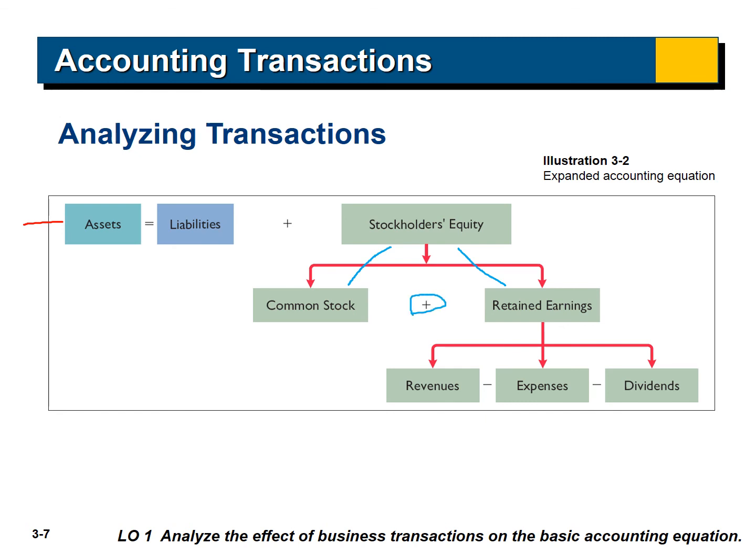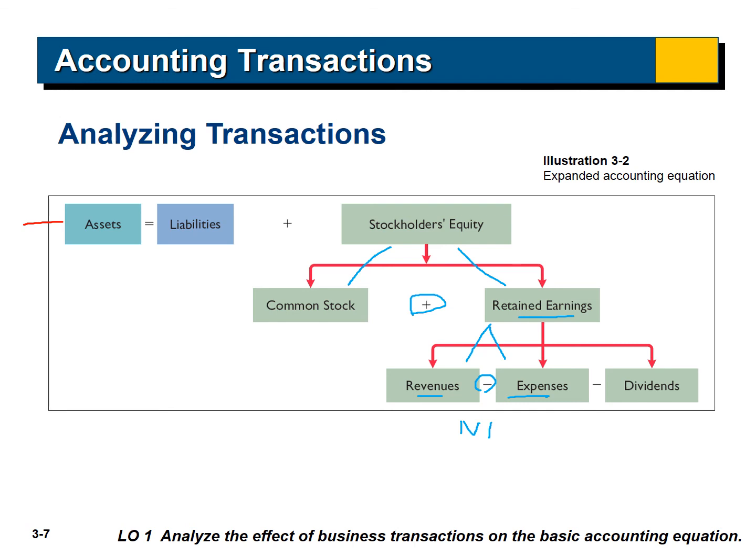However, we can also break down retained earnings into three categories. Retained earnings, now remember what retained earnings are. Those are the profits of the company that are kept in the company and not paid out. So the profits of the company are revenues minus expenses. Remember, the difference between revenues and expenses, that's your profit or your net income.